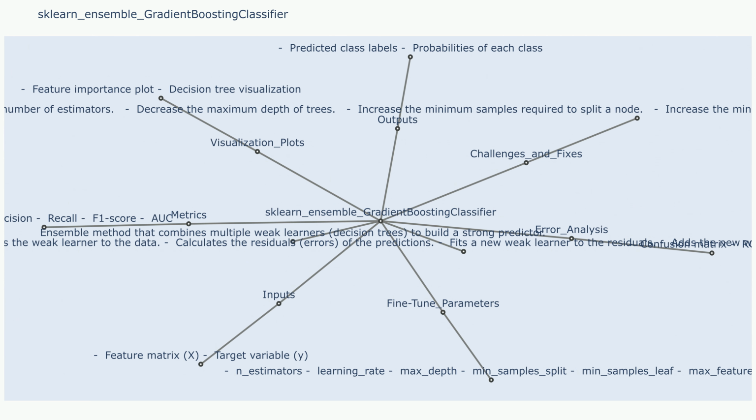Challenge 3: interpretability. Sample use case that resulted in challenge 3: the gradient boosting classifier can be difficult to interpret due to the complex nature of the ensemble. Fixes to challenge 3. Use feature importance plots to identify the most important features. Use partial dependence plots to visualize the relationship between a specific feature and the predicted outcome. Use SHAP, SHapley Additive exPlanations, to explain the contribution of each feature to the prediction for a specific sample.